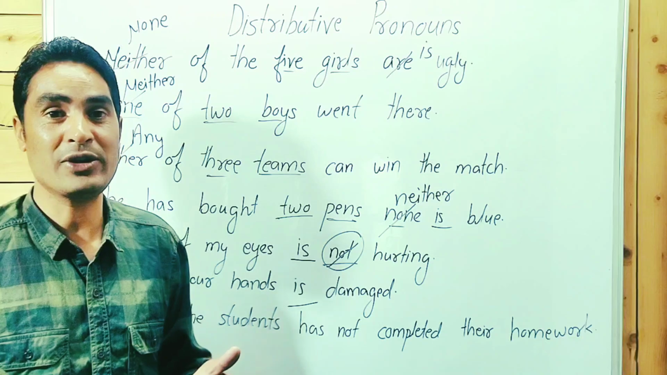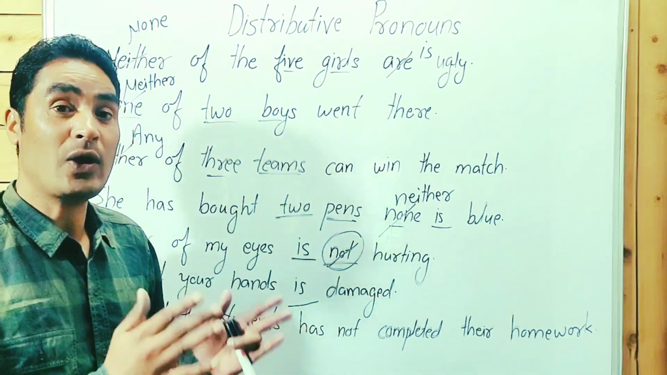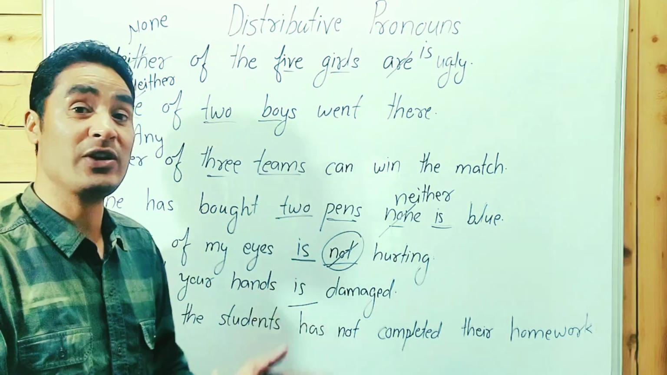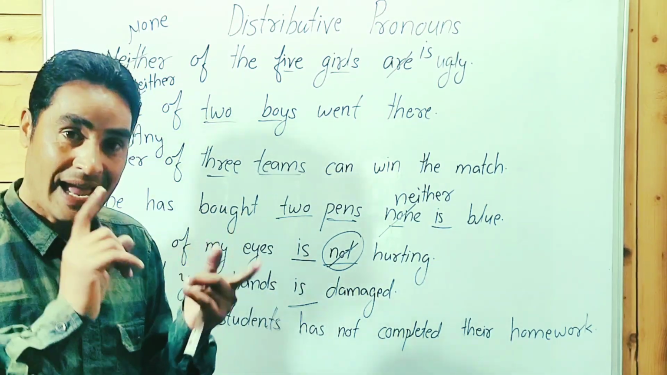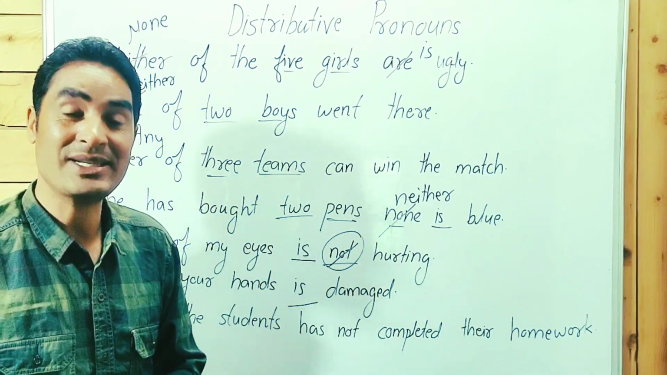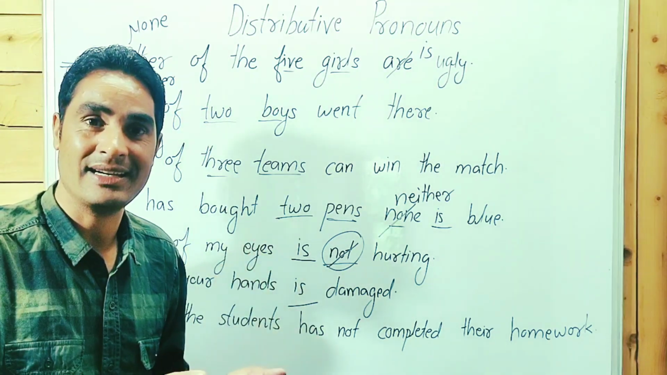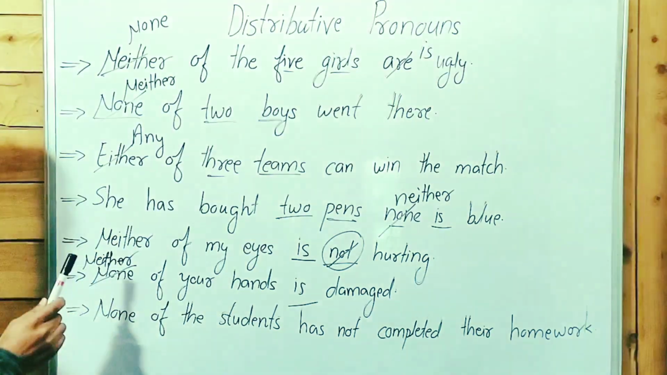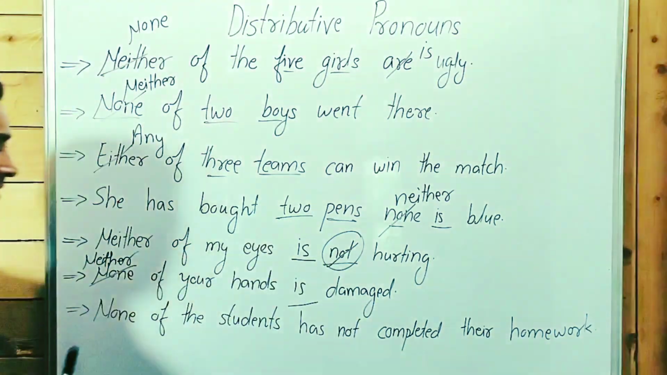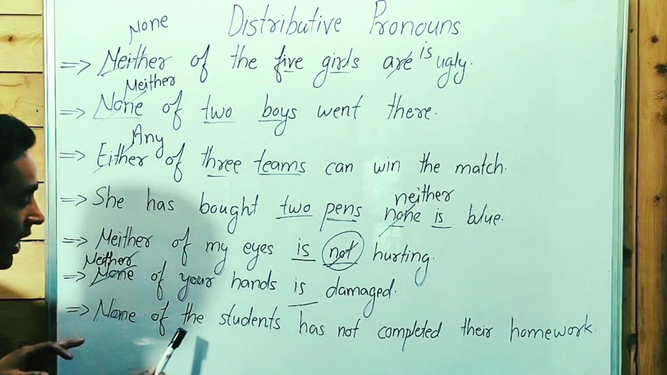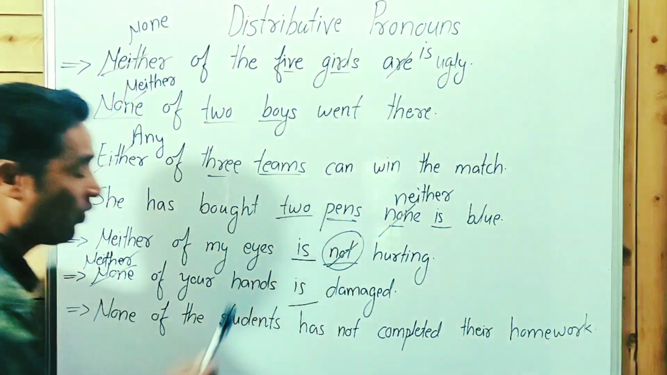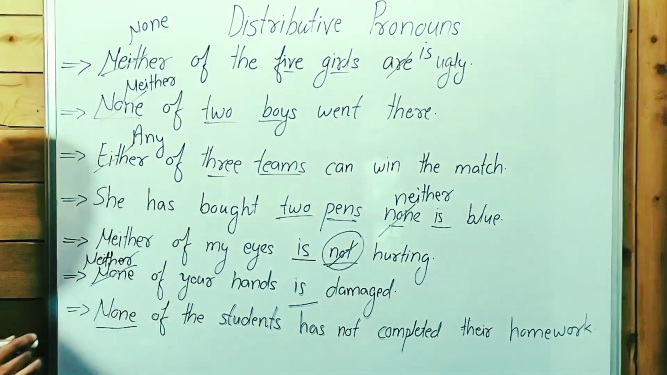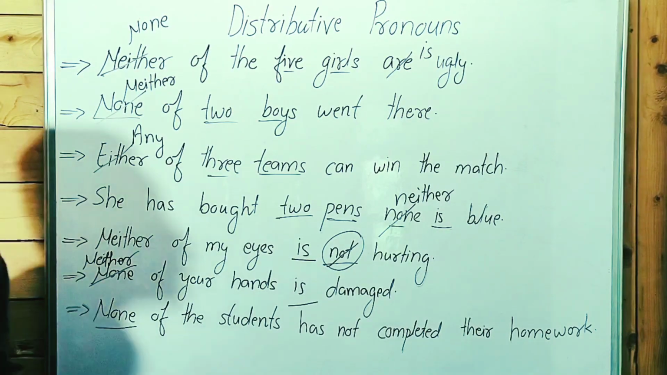For 2, when we have to show positive sense, we use both. And when we have to give negative sense, we use neither. Neither for negative sense, both for positive sense. So both of your hands are damaged, correct. None of the students has not completed their homework. Here none stands for 0 out of many.